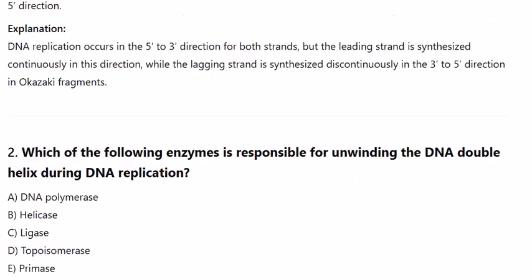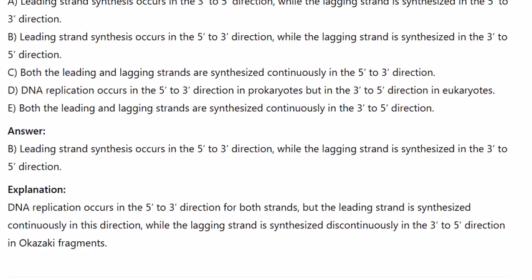C. Both the leading and lagging strands are synthesized continuously in the 5 to 3 direction. D. DNA replication occurs in the 5 to 3 direction in prokaryotes, but in the 3 to 5 direction in eukaryotes. E. Both the leading and lagging strands are synthesized continuously in the 3 to 5 direction. Answer: B. Leading strand synthesis occurs in the 5 to 3 direction, while the lagging strand is synthesized in the 3 to 5 direction.